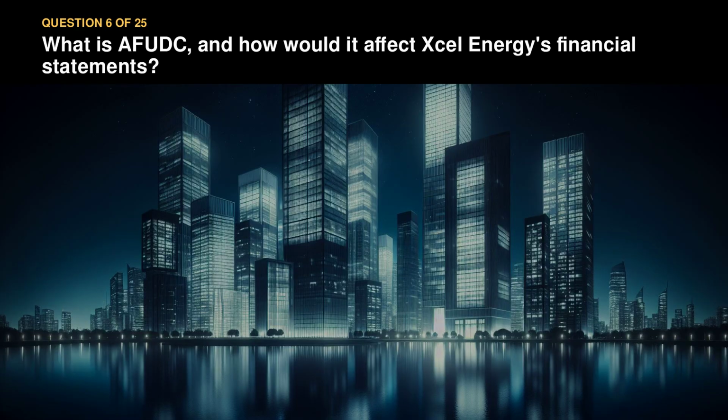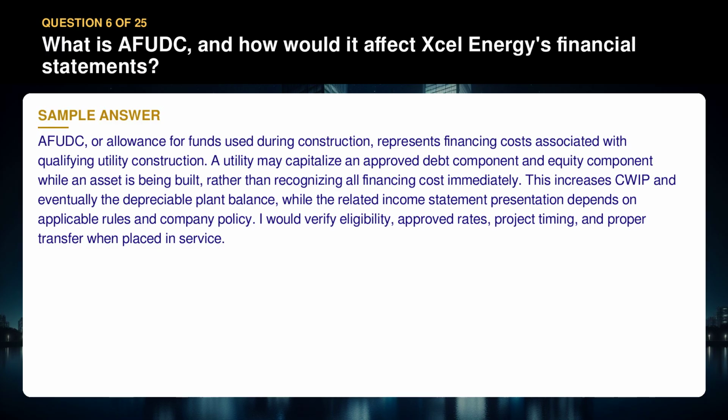Question 6. What is AFUDC, and how would it affect Xcel Energy's financial statements? AFUDC, or allowance for funds used during construction, represents financing costs associated with qualifying utility construction. A utility may capitalize an approved debt component and equity component while an asset is being built, rather than recognizing all financing cost immediately. This increases CWIP and eventually the depreciable plant balance, while the related income statement presentation depends on applicable rules and company policy.